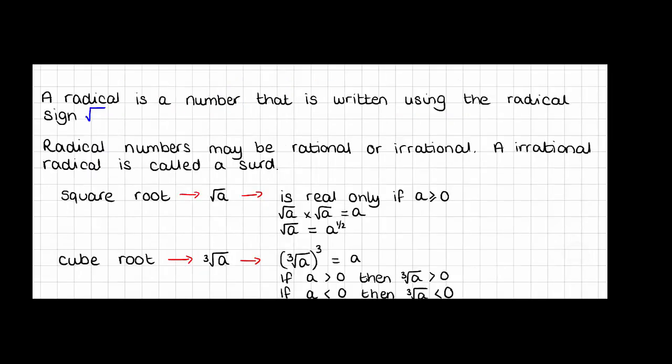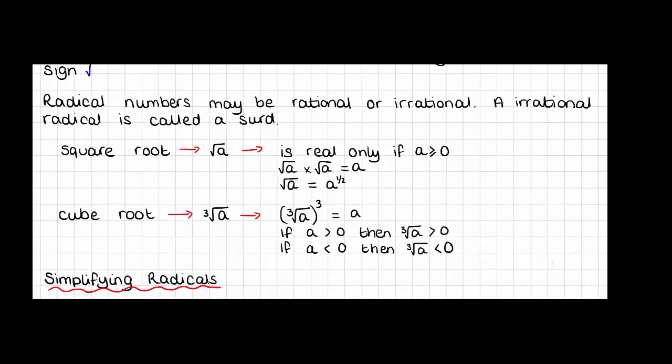So the cube root is when we have a little 3, the radical sign, and the a. Now that 3 isn't a big 3, so it's not 3 times the square root of a, it's a little 3 and it means the cube root. So if we have the cube root of a all to the power of 3, that will just equal a. And with that, if a is greater than 0, then the cube root of a is also greater than 0, and if a is less than 0, then the cube root of a will also be less than 0.